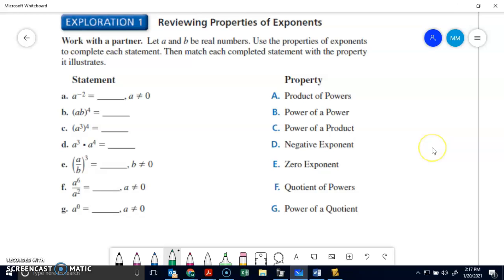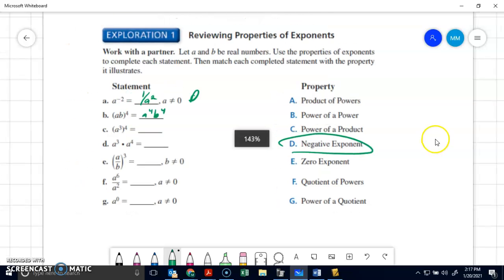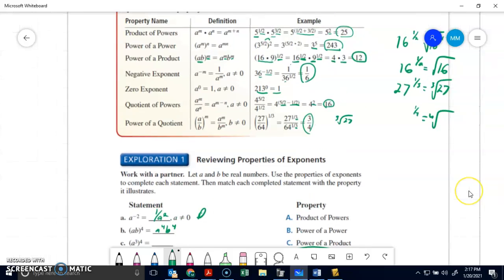Just a little bit of practice with the rules of exponents. Let's match these properties. First of all, a to the negative 2. That would be 1 over a squared. That's the negative exponent rule. (ab) to the 4th: a to the 4th, b to the 4th. That's the one where it's kind of like taking each exponent and putting it in. It's called the power of a product.